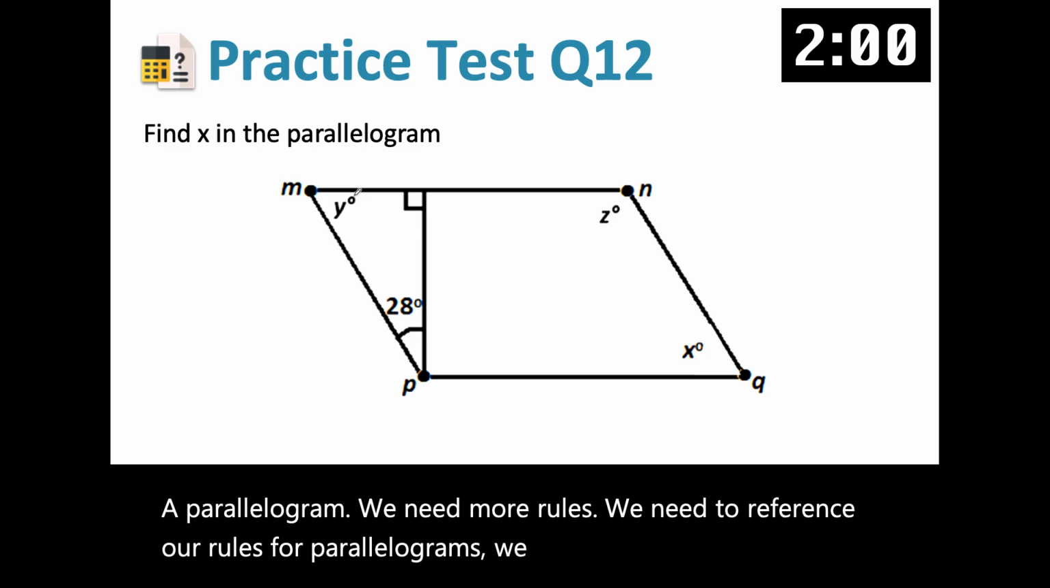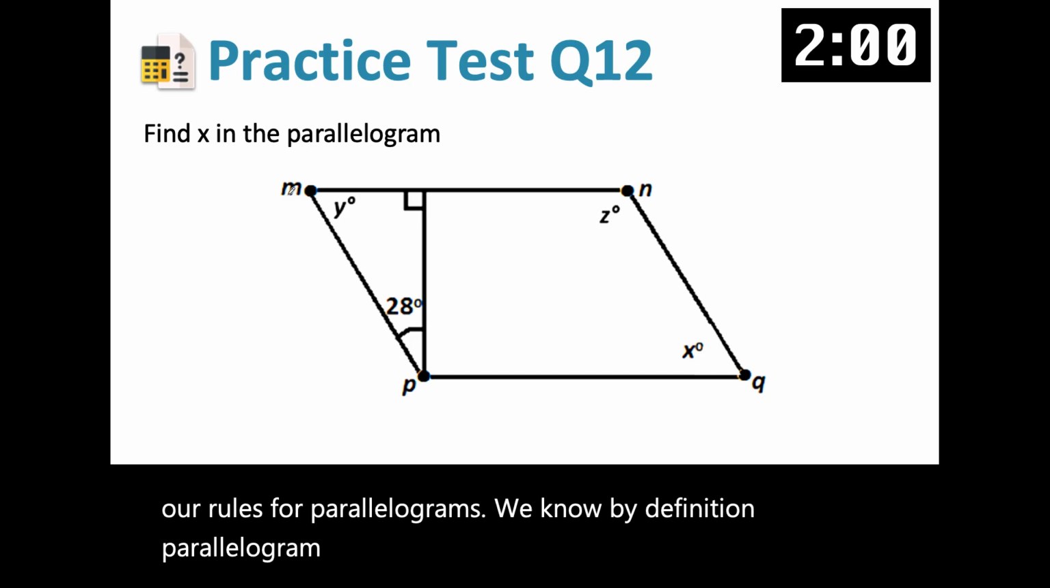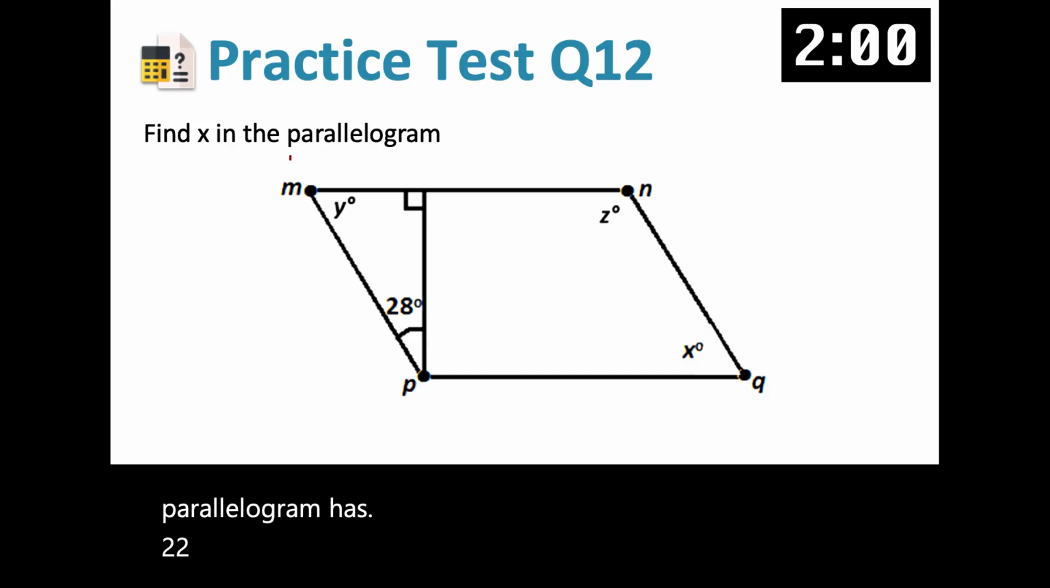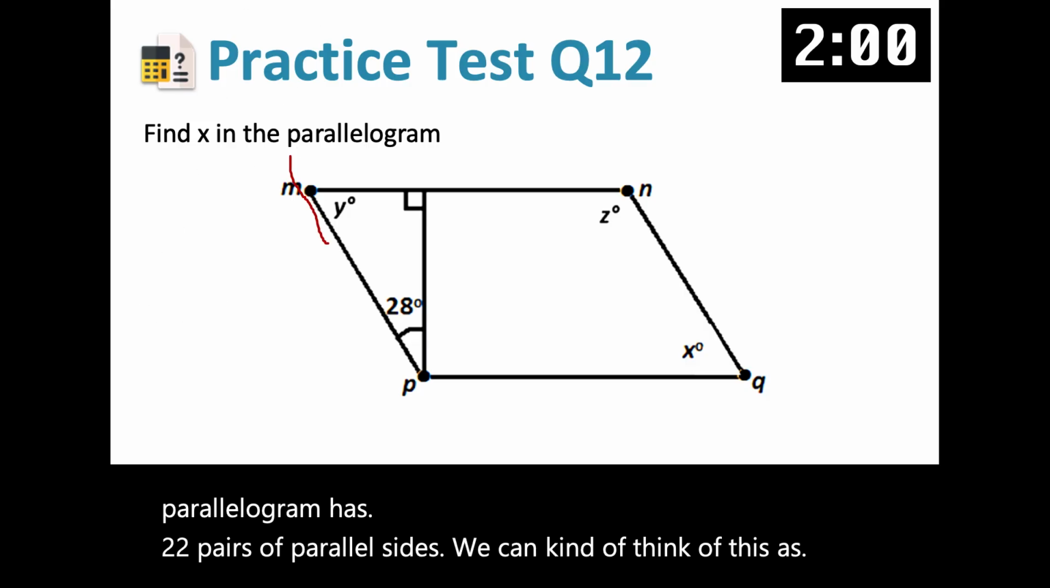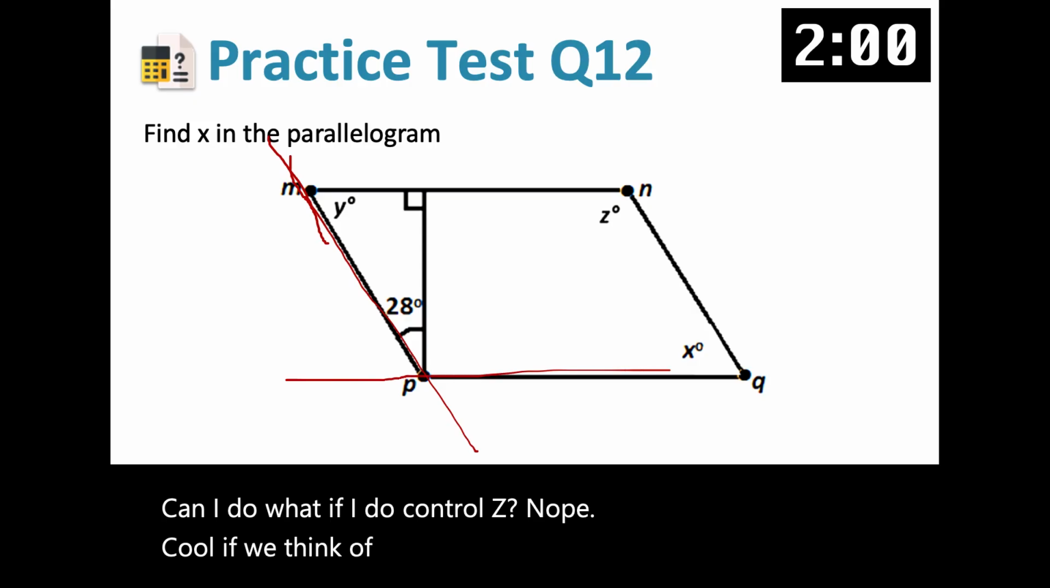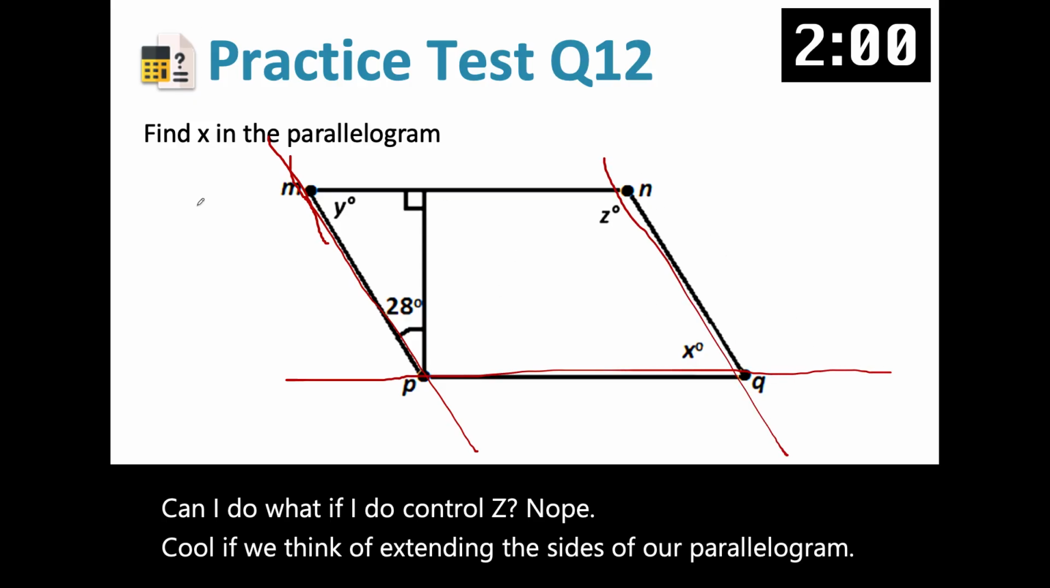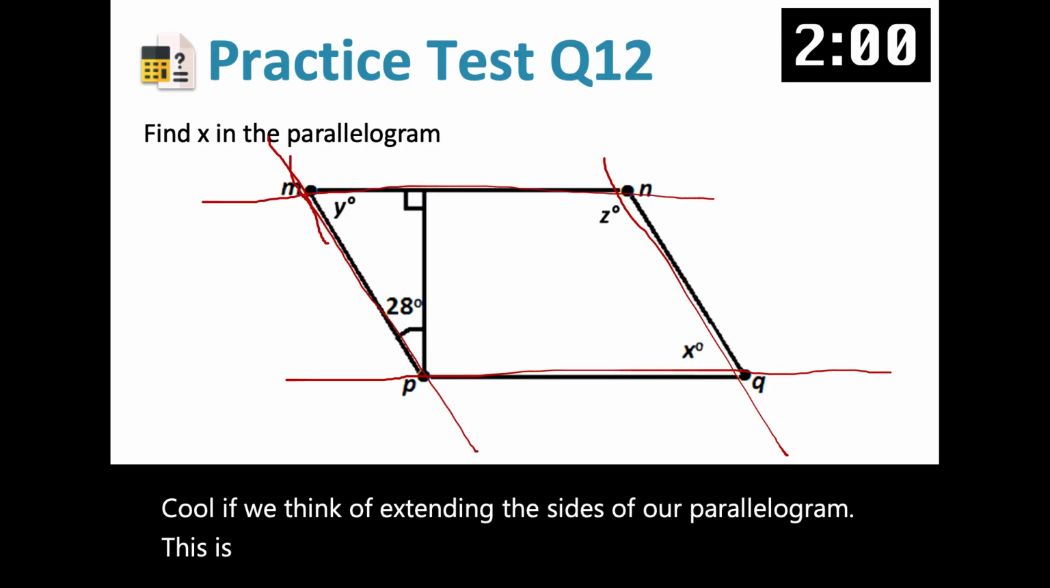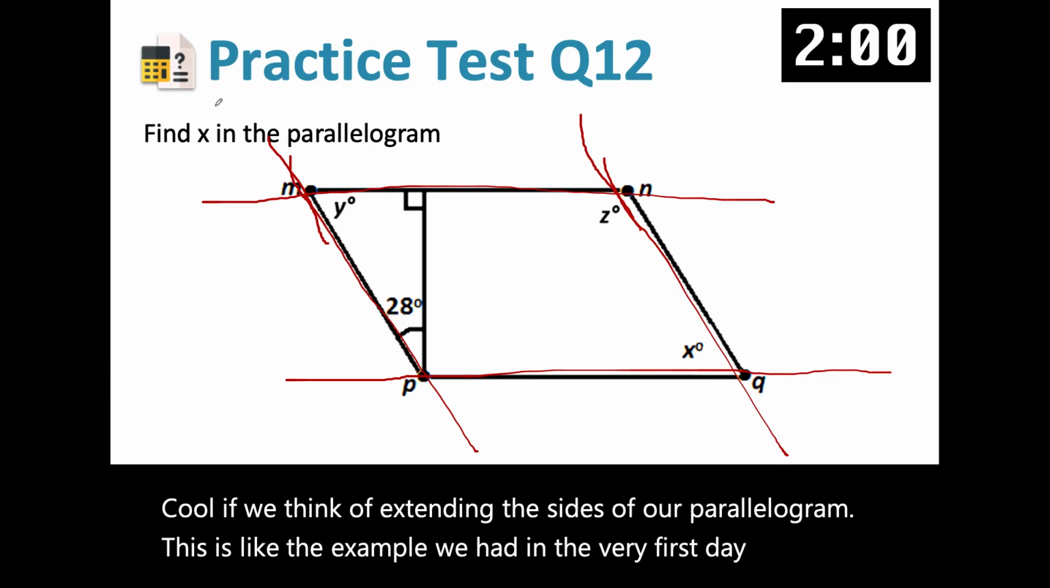We know by definition a parallelogram has two pairs of parallel sides. We can kind of think of this as, what if I do Control Z? Nope. Cool. If we think of extending the sides of our parallelogram, this is like the example we had in one of the very first days of this unit.